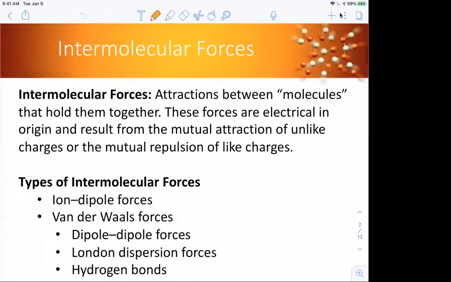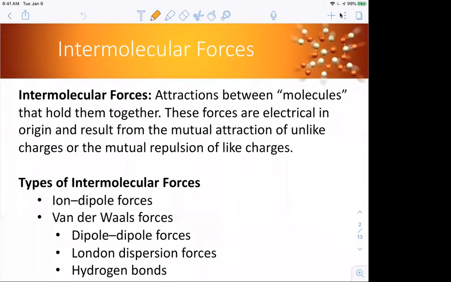So remember that an intermolecular force is those attractions between molecules that hold them together. These forces are electrical in origin, and they result from the mutual attraction of unlike charges or the mutual repulsion of like charges. Intermolecular forces between molecules are different than an actual chemical bond.